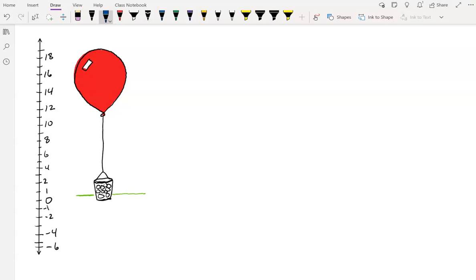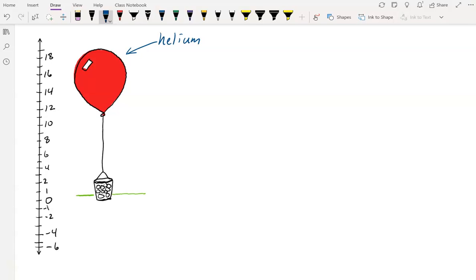Hey, welcome back, students. Today we're going to take a look at integers using a vertical number line and this marvelous helium balloon model. Here you can see the red helium balloon, and it is filled with, yep, you guessed it, helium. That gas that is lighter than air. That's why helium balloons float.